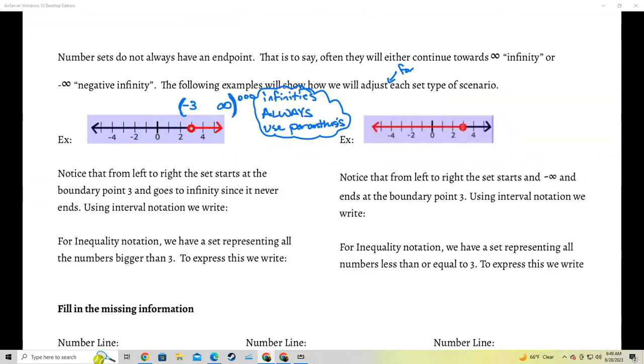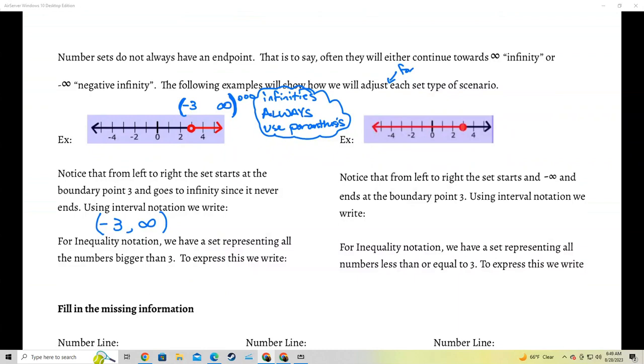So we're going to go the other way like this. So how would I write that? Well, it starts at -3. It goes to infinity. -3 doesn't work, so I'm going to use parentheses, and you cannot contain infinity, so we're going to use parentheses on that end. Guys, if you see an infinity symbol, you're using a parentheses every single time, okay?